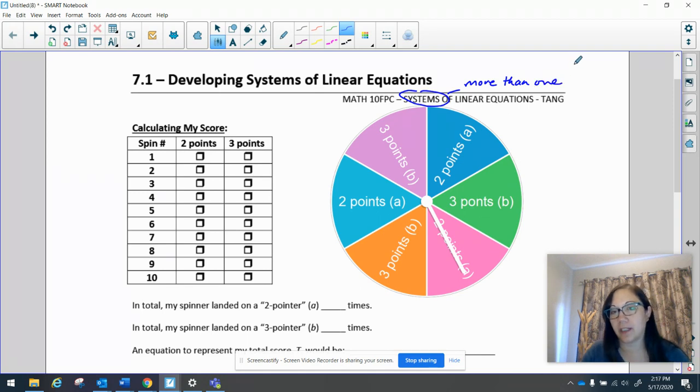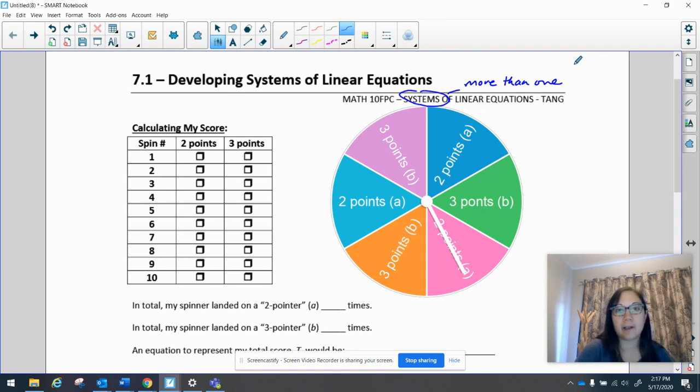So the first section in this unit is called developing systems of linear equations, because what we're going to do is talk about how we can actually come up with some equations on our own, using some real life scenarios or translating kind of word problems style of scenarios.